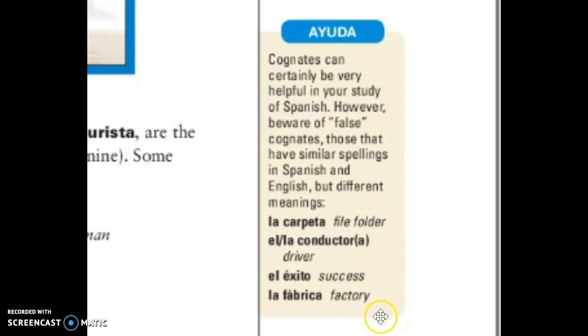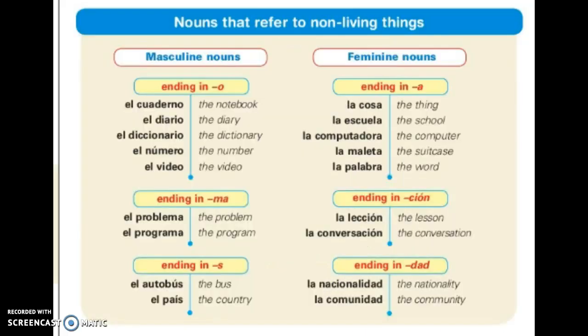So these two here are not your vocabulary words, but they're just good to know. Okay, now I'd love to run through the nouns that refer to non-living things. As mentioned before, they are considered masculine or feminine still, even though they're not living. So many masculine nouns are going to end in O, just like before with the living things.